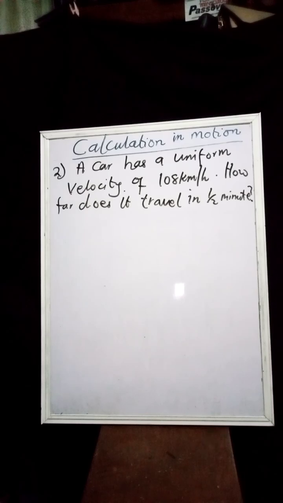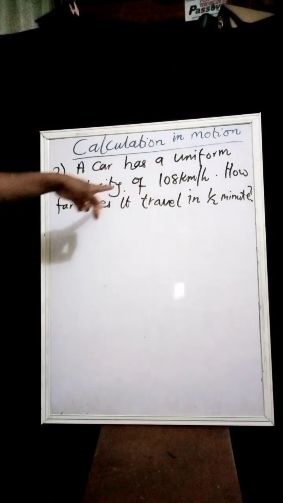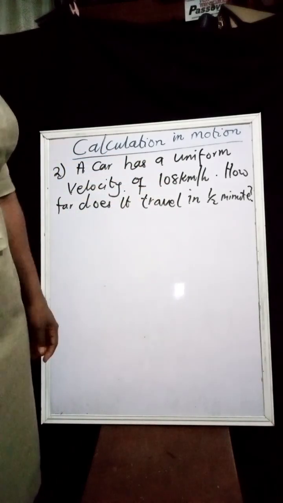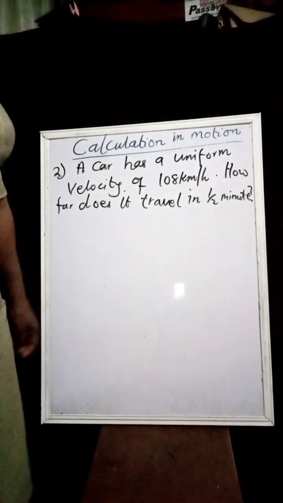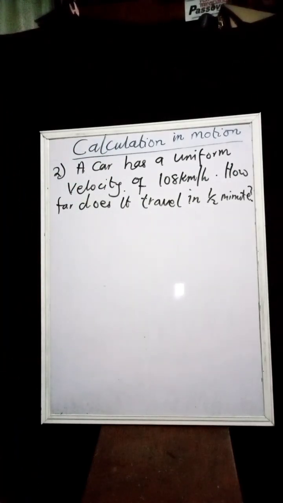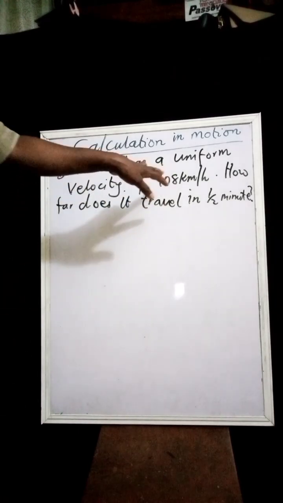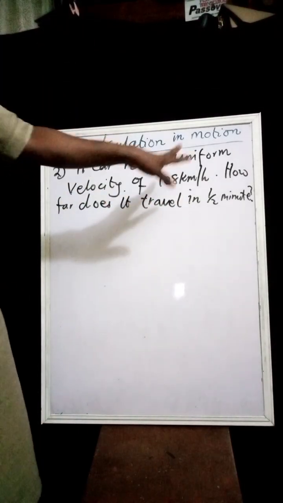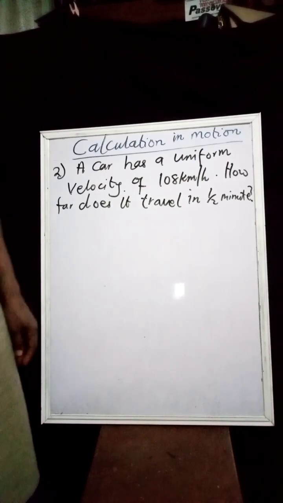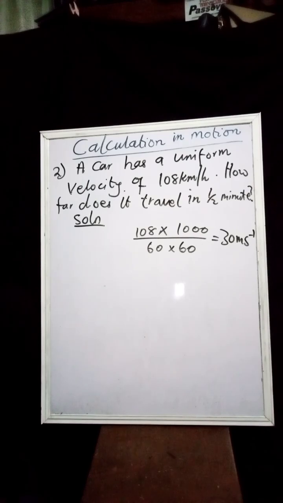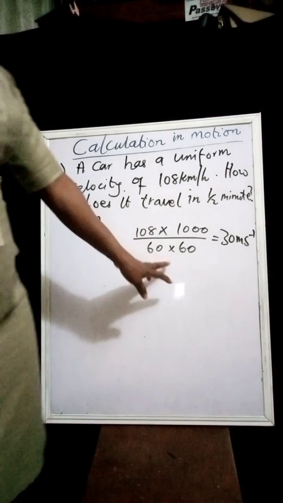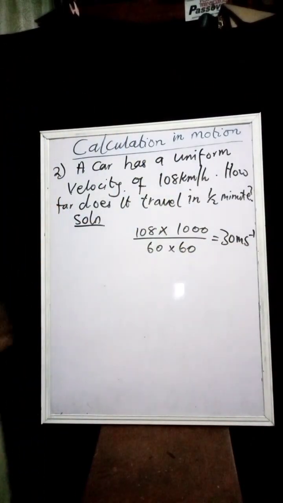Let's consider the second question. The second question says a car has a uniform velocity of 108 kilometers per hour. How far does it travel in half a minute? The first step we have to take here is to convert the kilometer per hour into what? Meter per second. Let's go. Okay, that is it, and it gave us 30 meters per second.